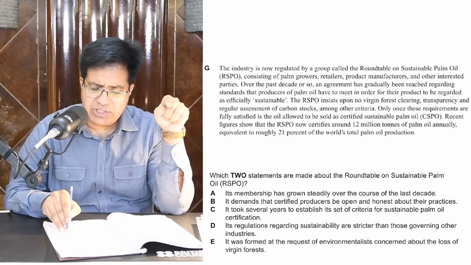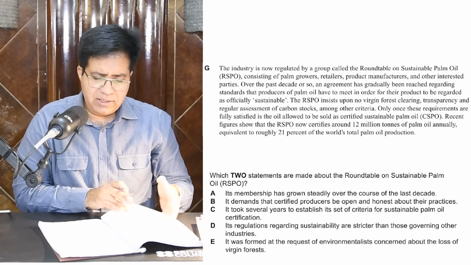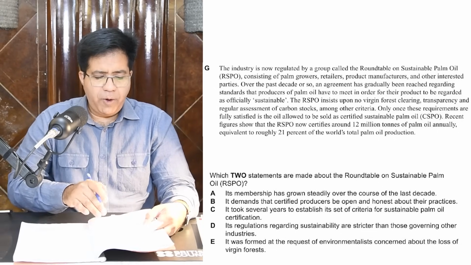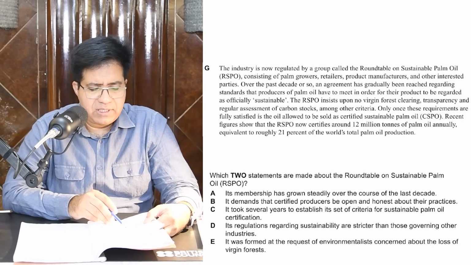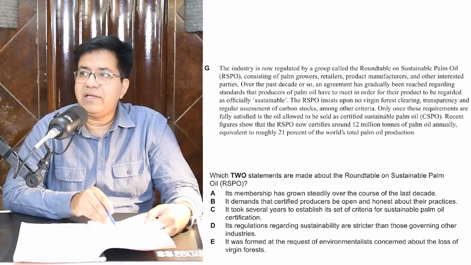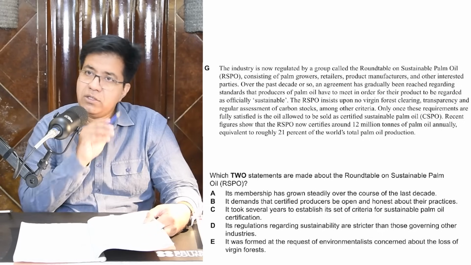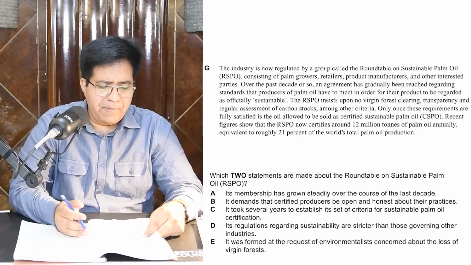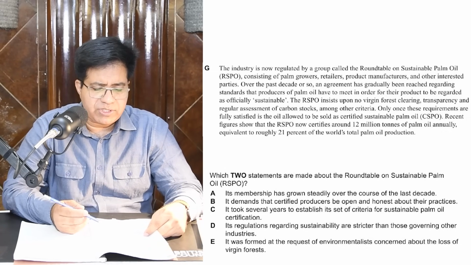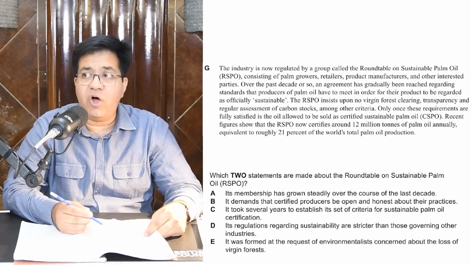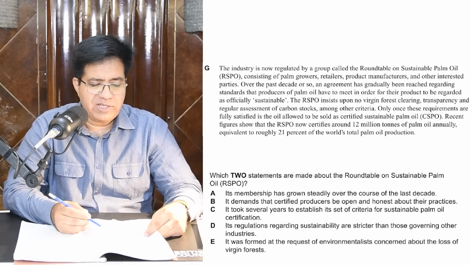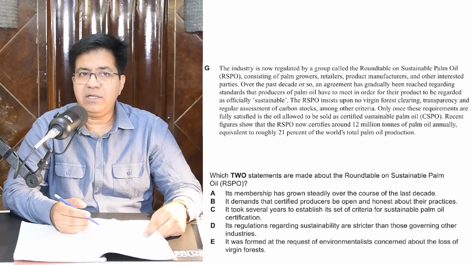And then they talk about CSPO. So we just come back. Now we go through the options. Option A, its membership has grown steadily. Have they mentioned? Membership grown steadily. This is called elimination. So A should be crossed. Option B, it demands that certified producers be open and honest. Transparency. Open and honest. So first right answer is option B.